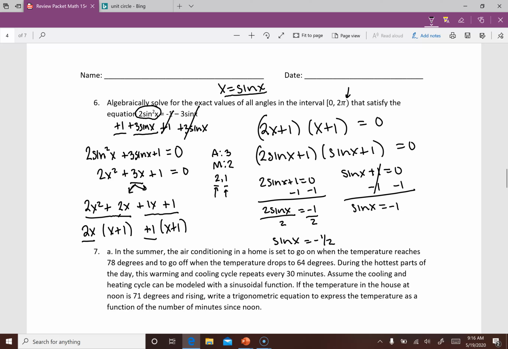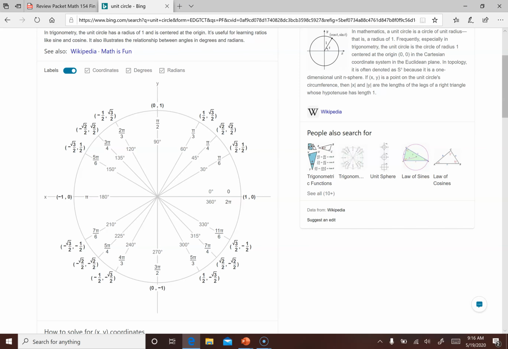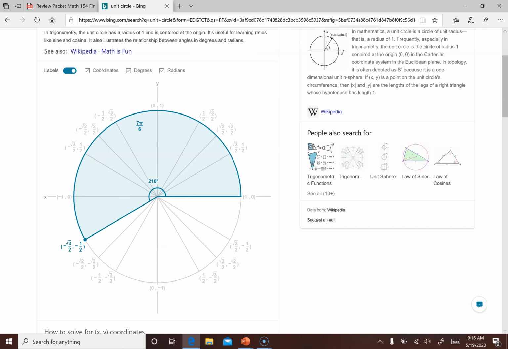So now that I have that, I have to look at my unit circle, and I have to find when sine is negative 1/2. Remember, sine is that second coordinate. And so that second coordinate is going to be sine right here, right? You can see that the negative 1/2 is in the second coordinate. So that would be a 7 pi over 6. But it also happens right here at 11 pi over 6.